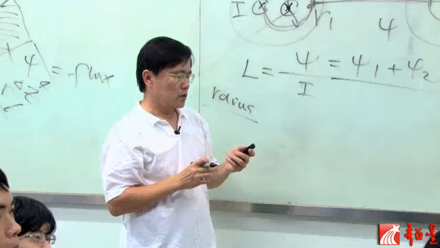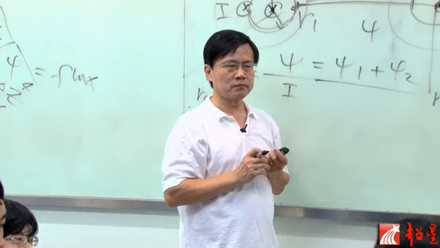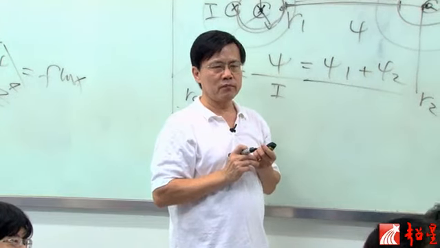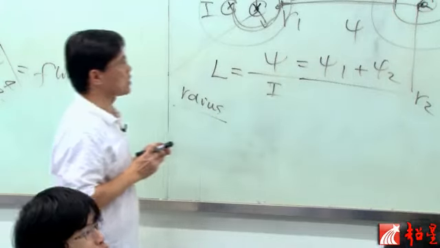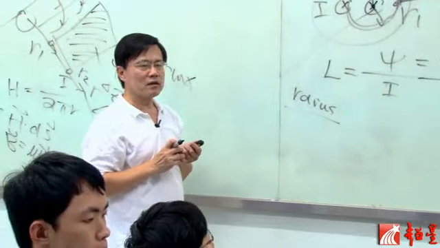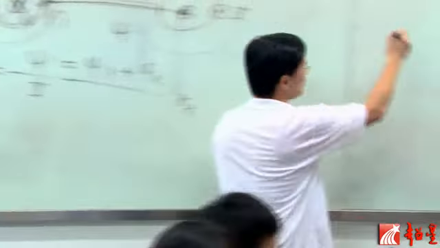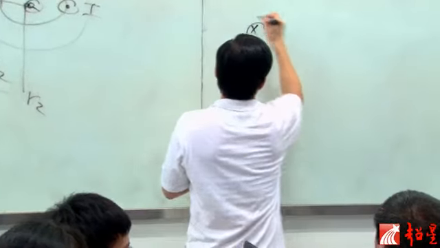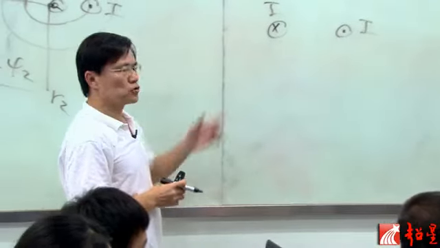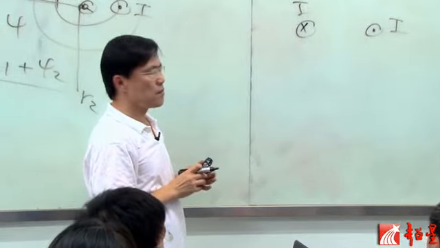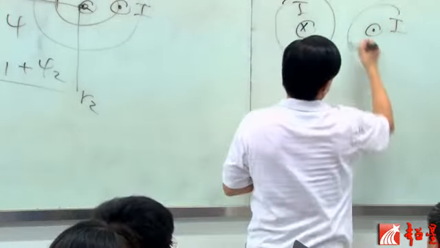Okay, and in theory, or mathematically, everything is correct. But physically, it's not correct. Okay, why? Because if you have a current here, another current here, how do you draw flux? Magnetic flux. This is the magnetic flux here, right? This is the magnetic flux here.